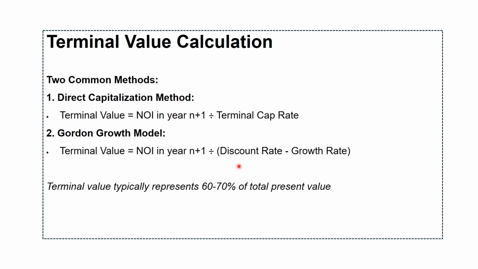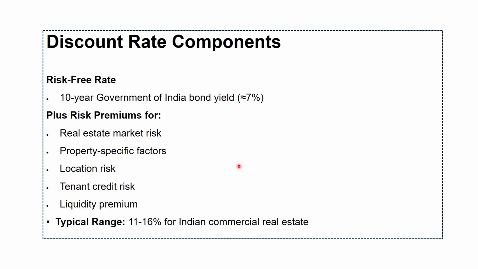Then we talk about discount rate components. The discount rate used to convert future cash flows to their present value reflects both the time value of money and the risk associated with the investment. So, in the Indian context, the discount rate typically includes several components. The risk-free rate is usually based on the 10-year Government of India bond yield, which is currently approximately 7%.